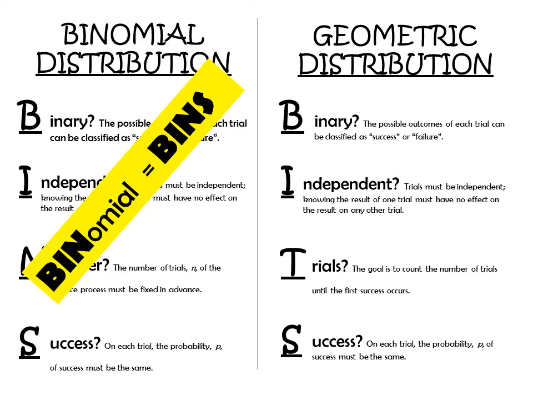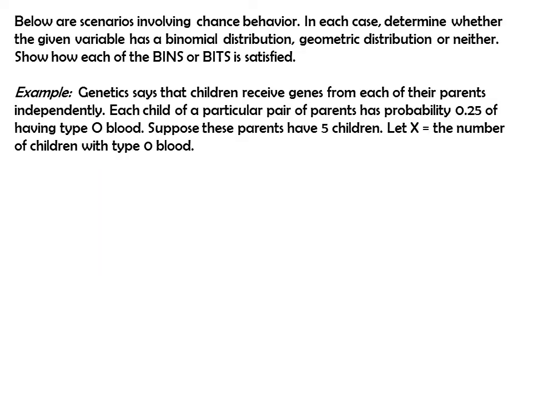So it's easy to remember that BINS goes with binomial, because binomial starts with BIN. BITS goes with geometric. The only difference between these two is the number of trials is either predetermined or you keep doing it until you get a success.